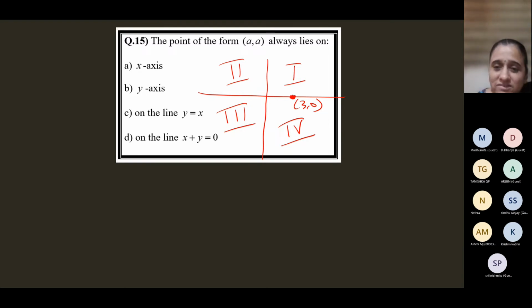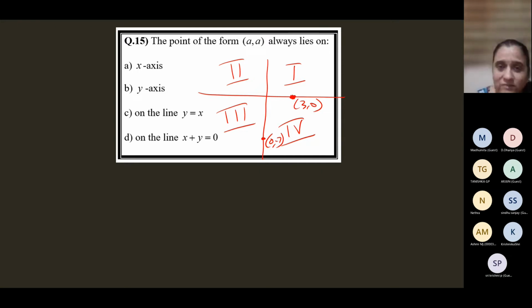So the point (3, 0) does not lie in any quadrant. It lies on the x-axis. Similarly, supposing the point (0, -7). It does not lie in the third quadrant. It does not lie in the fourth quadrant. It lies on the y-axis.